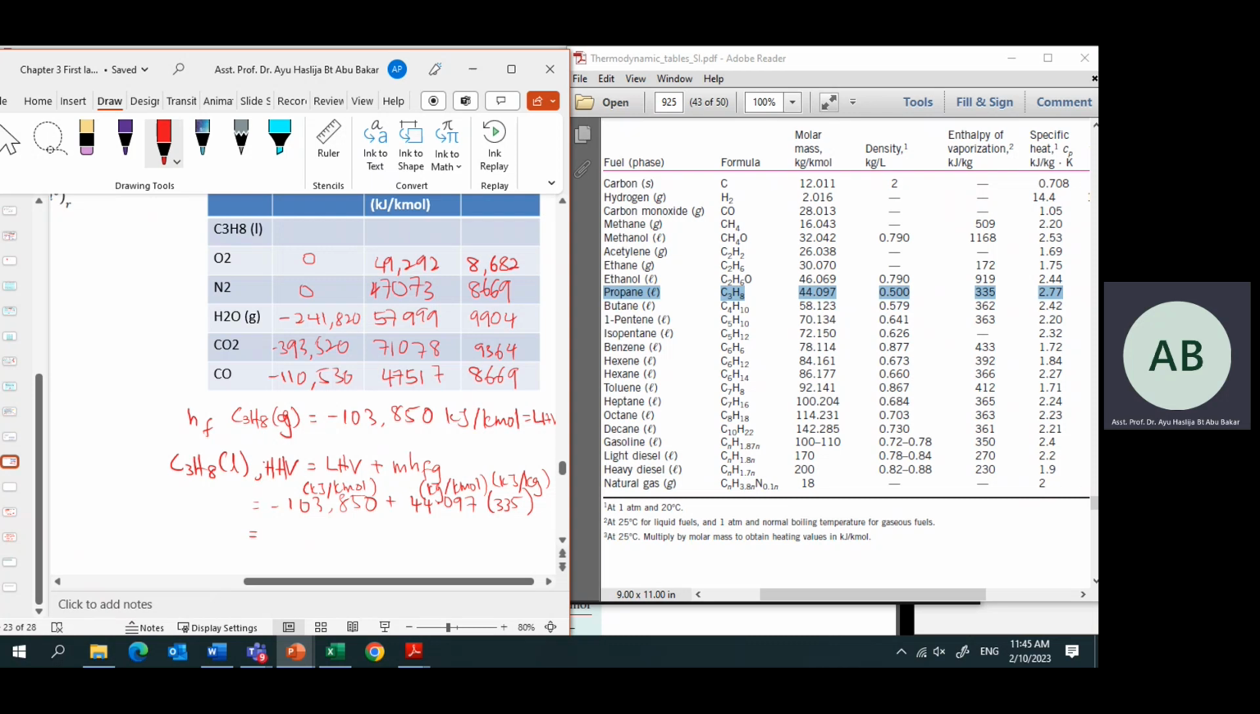What do you get for HHV? 89. Xavier, what do you get? HHV. 89. That is not in the range. Wait, how about the rest?